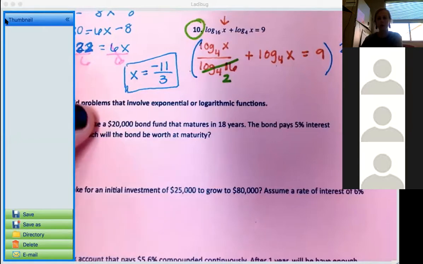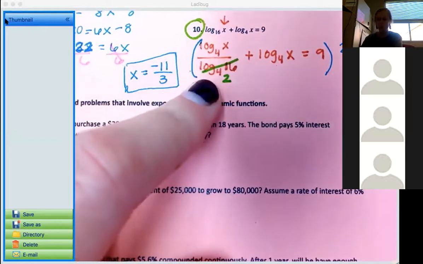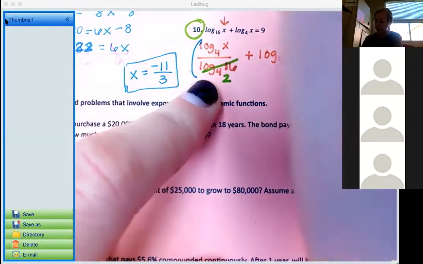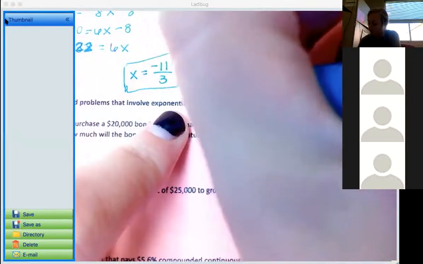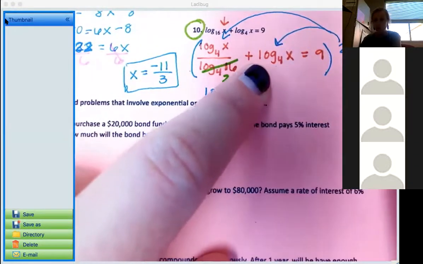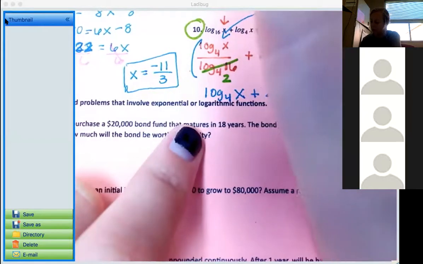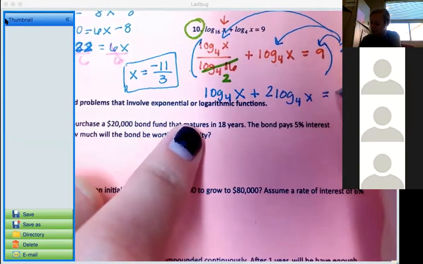Okay. So what happens if you have 2 in the denominator and you're multiplying by 2 in the numerator for this first part? What's going to happen? They cancel. So this is just log base 4 of x plus, then right here, distributed in, this would just be 2 log base 4 of x. And then 2 times 9 is 18.